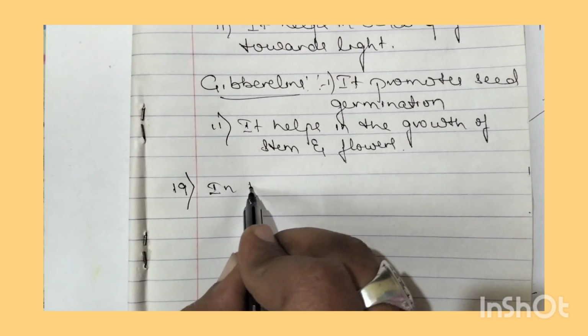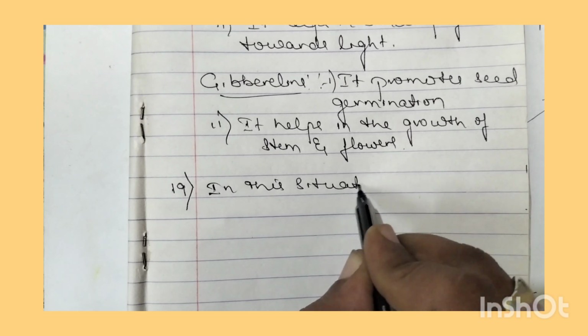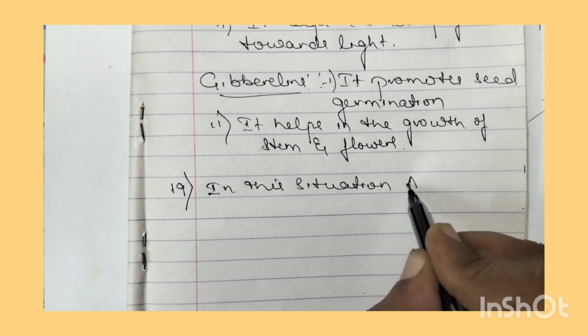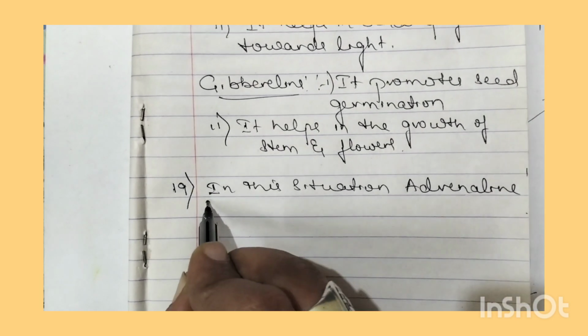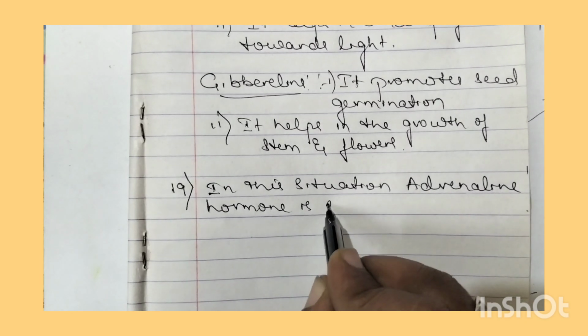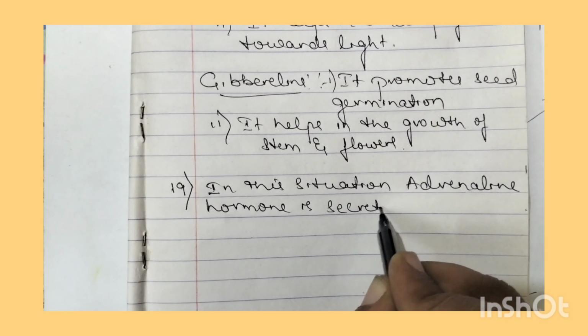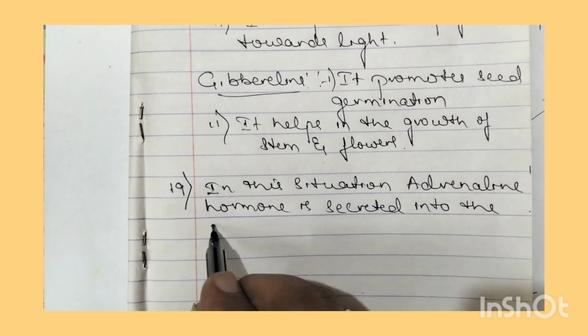So in this situation, adrenaline hormone is secreted. Adrenaline hormone is secreted into the blood.